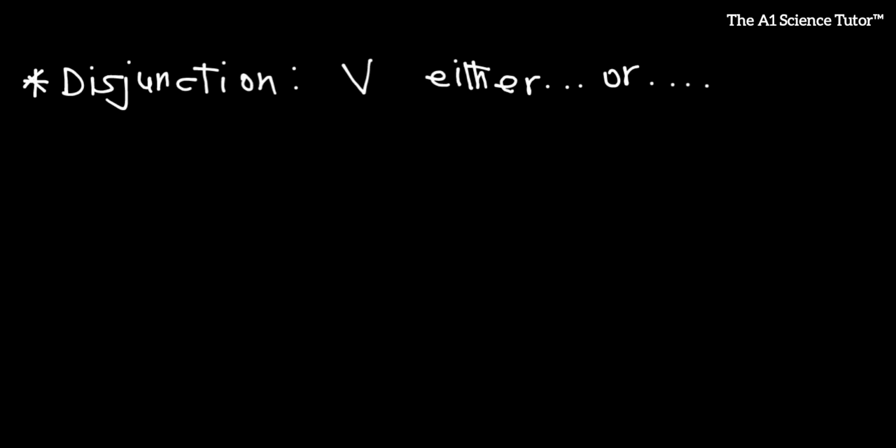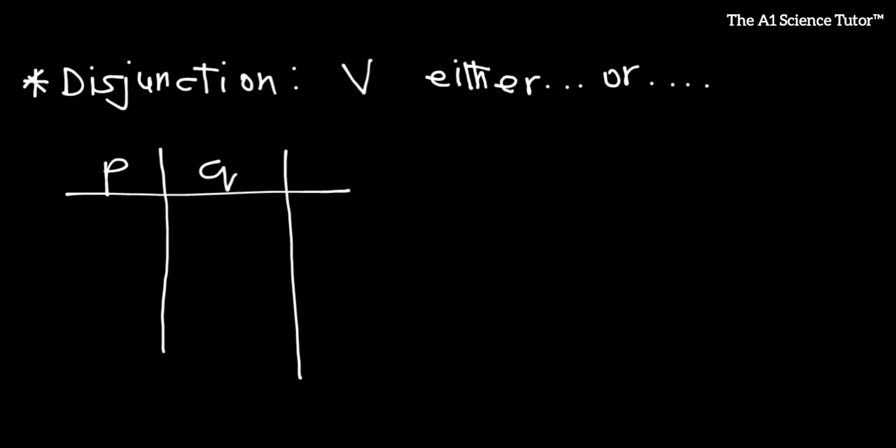Now let me give you an example. Let's say you have P and then you have Q. Okay, then let's say we combined the statement P and the statement Q with a disjunction connective. So that's going to be P disjuncted with Q. Let's say the first truth value of the P statement is true, and the second is true, the third is false, and the last is also false.